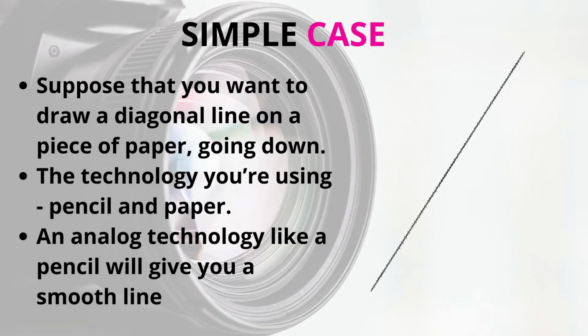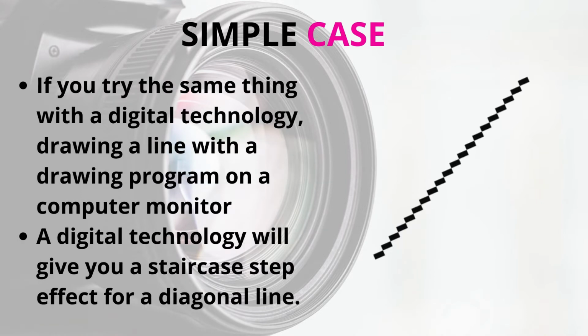Suppose that you want to draw a diagonal line on a piece of paper, going down. The technology you're using is pencil and paper. An analog technology like a pencil will give you a smooth line. If you try the same thing with a digital technology, drawing a line with a drawing program on a computer monitor, a digital technology will give you a staircase step effect for a diagonal line.